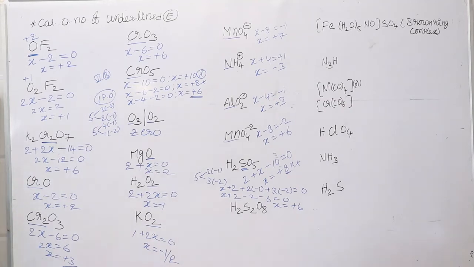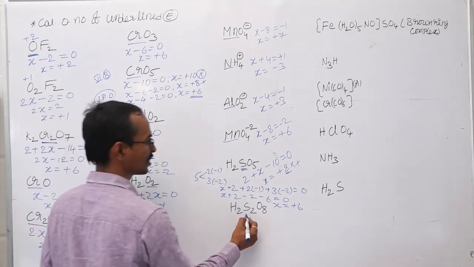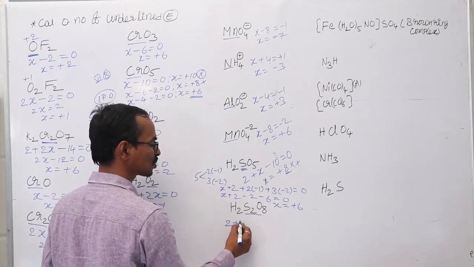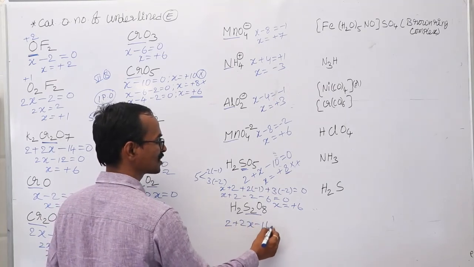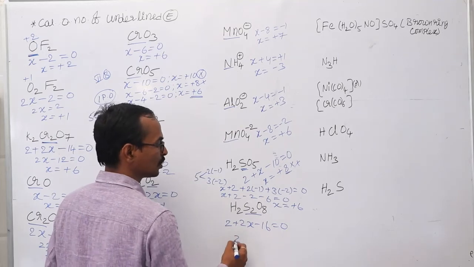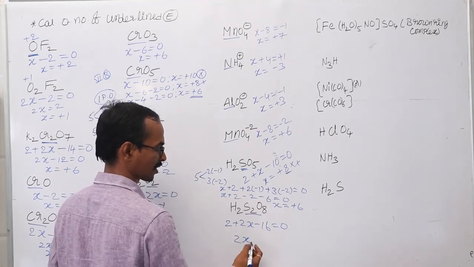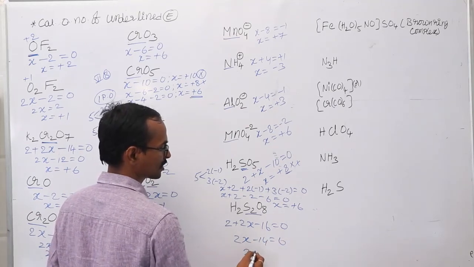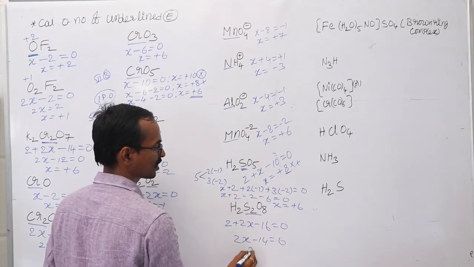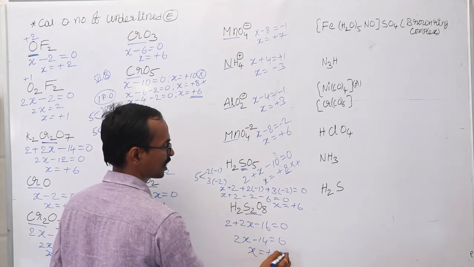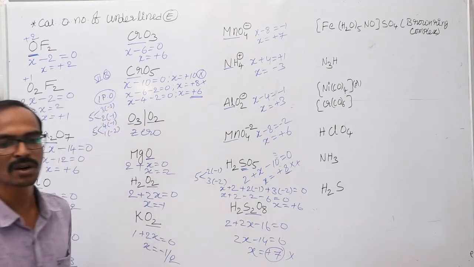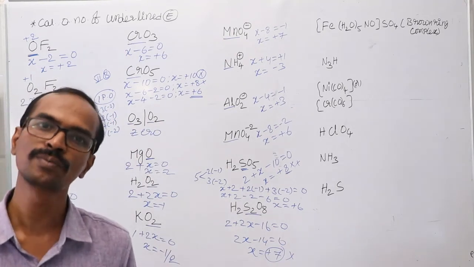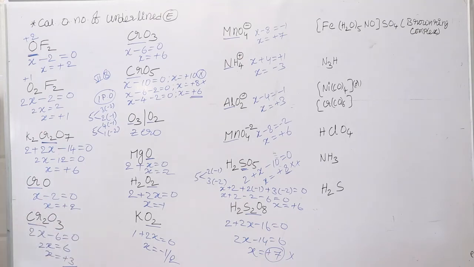Next, H2S2O8. We have to calculate the oxidation number of sulphur in H2S2O8. 2 plus 2x minus 16 is equal to 0, right? 2x minus 14 is equal to 0. 2x is equal to 14, x is equal to +7, right? But it is wrong because the sulfur belongs to which group? 6 group, I told. So it is more than its group number in Roman letters.